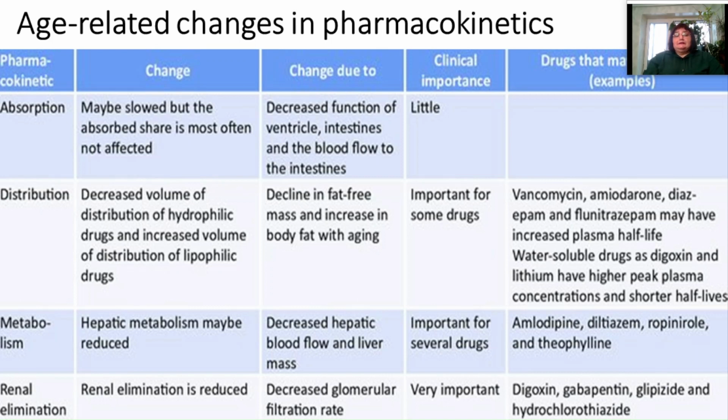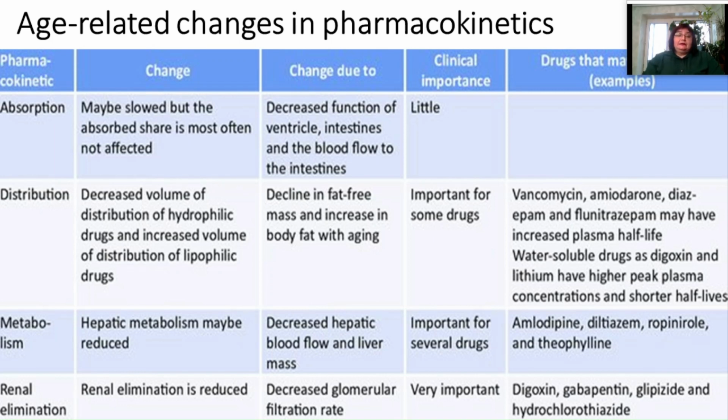Distribution. Decreased volume of distribution of hydrophilic drugs and increase in volume of distribution of lipophilic drugs. Decline in fat-free mass and increase in body fat with aging. Important for some drugs, and as examples you can see vancomycin, amiodarone, diazepam, flunitrazepam may have an increase in plasma half-life, and water-soluble drugs such as digoxin and lithium have higher peak plasma concentration and shorter half-lives.